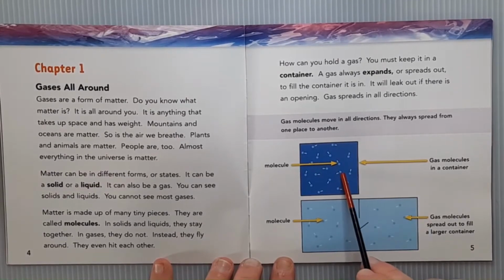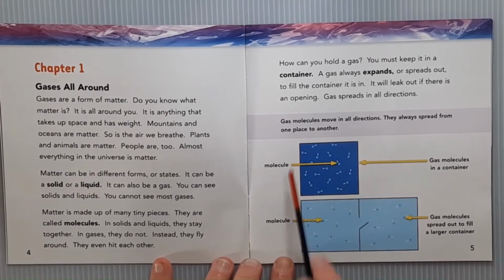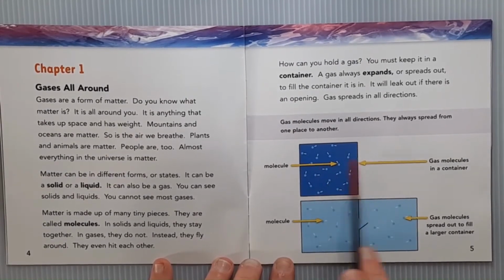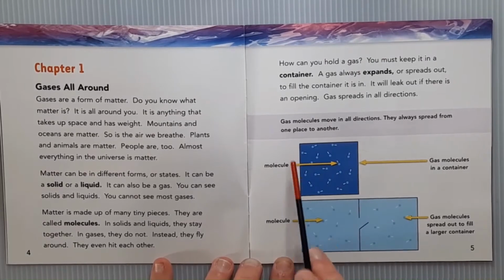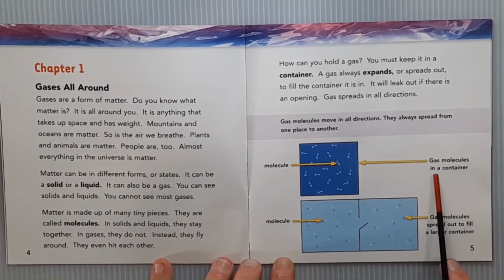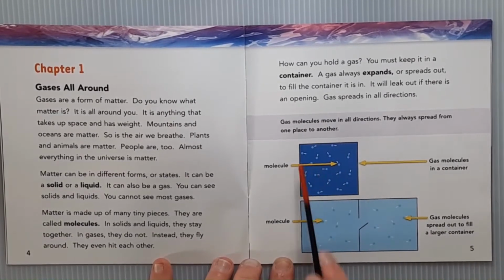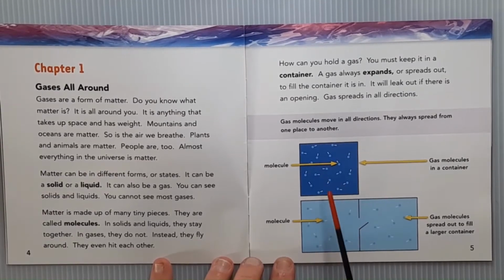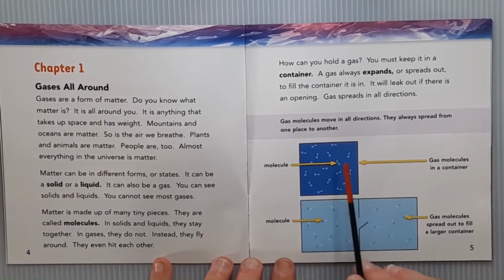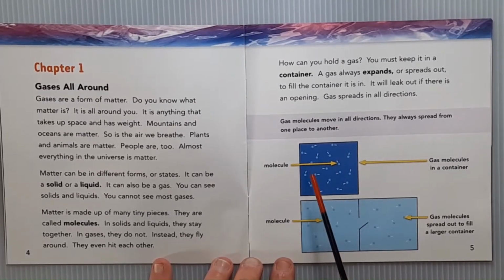This molecule's got an arrow pointing in this direction. This molecule's got an arrow pointing in that direction. So they're all kind of bouncing around within that little box, that container we talked about. It says gas molecules in a container. So they're bouncing around in all different directions within that container, the little gas molecules. Normally they are too small to see, just to let you know. So this diagram actually makes the molecules extra big just for you to see.